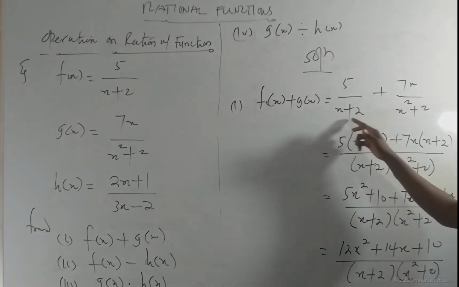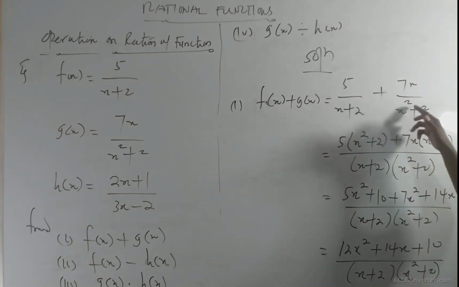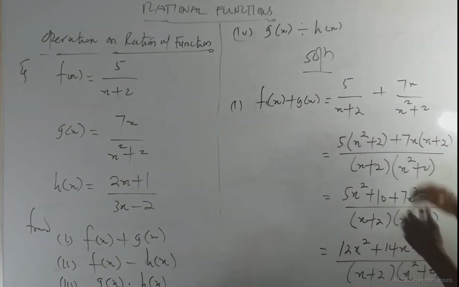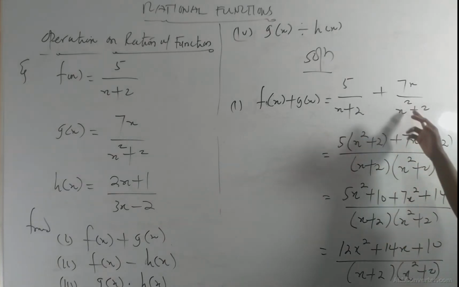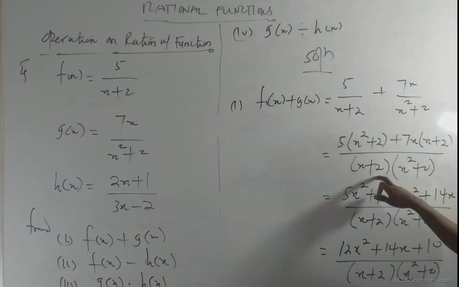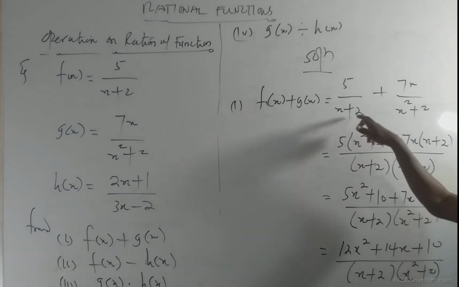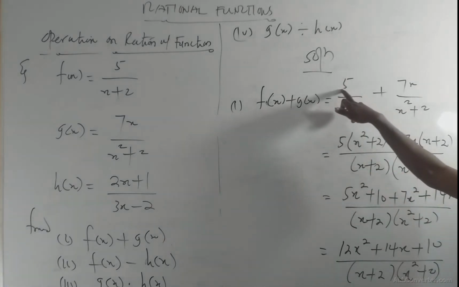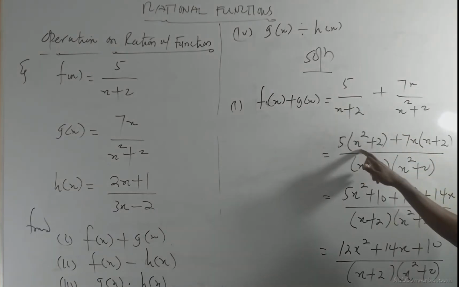So here we have 5 over x plus 2 plus 7x over x squared plus 2. So the least common denominator, the LCM, will be x plus 2 then x squared plus 2. So we have this, and now here we are left with this. That means this cancels this, and we are left with this, and this will be multiplied by the numerator. And that's how we have 5 times x squared plus 2.